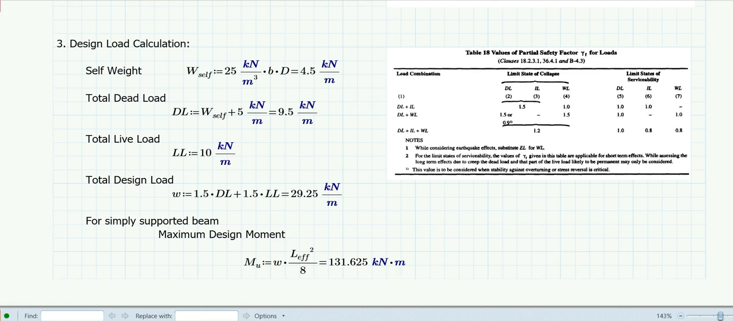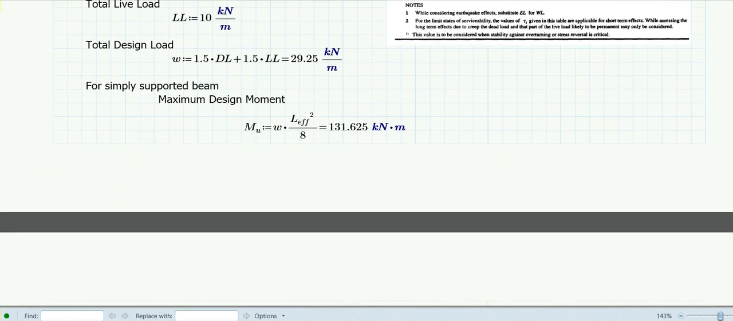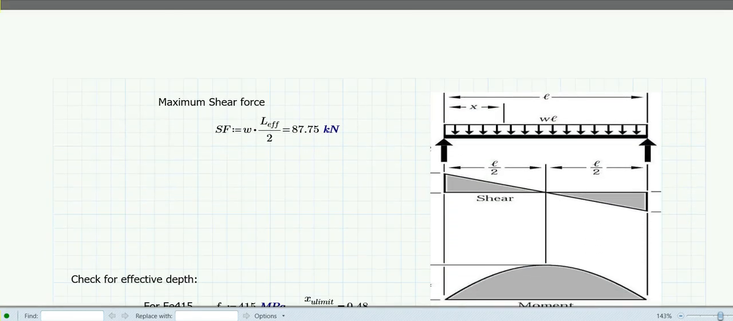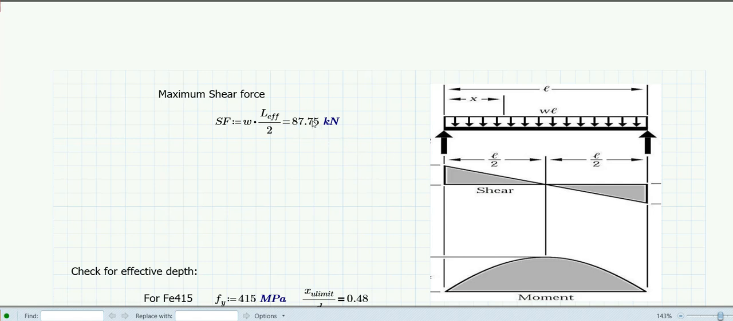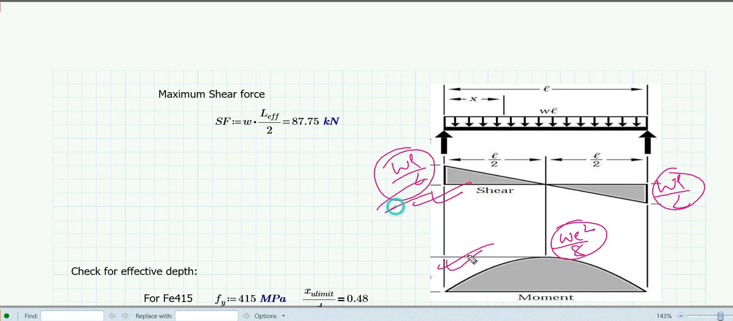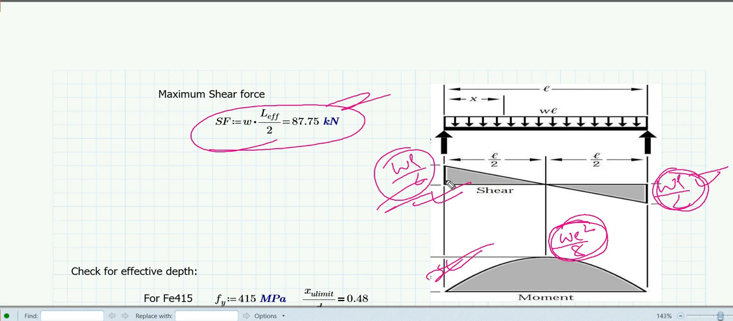Also, we can find out the shear force. So what is the shear force equation? It is WL by 2, and this is the value you'll get, 87.75. So this is the SFD, and this is the BMD. You already know that this is WL square by 8, and this is WL by 2. You already know all these things, right? So we have calculated this one, and the maximum value of the shear force is WL by 2. We will see how we are going to use that.